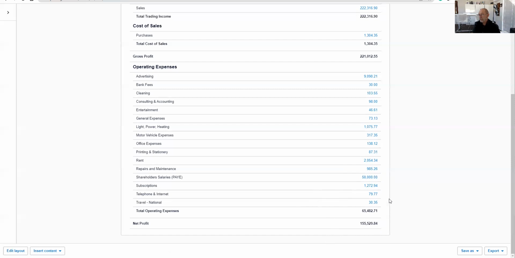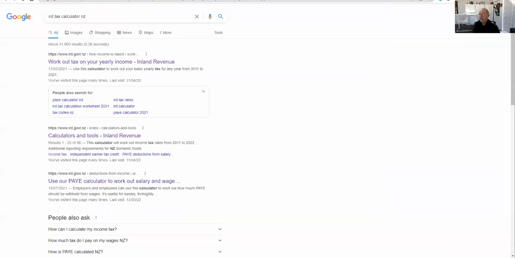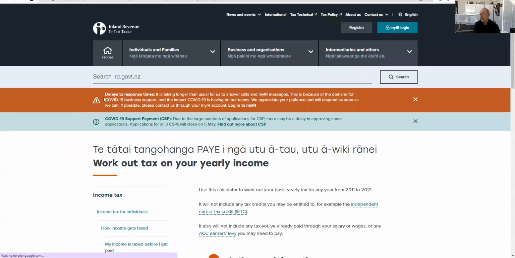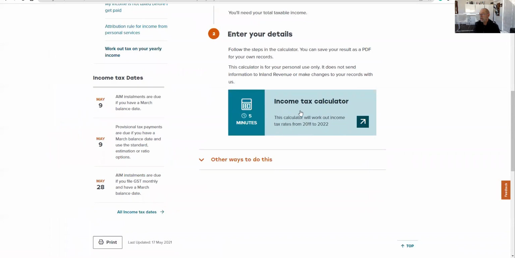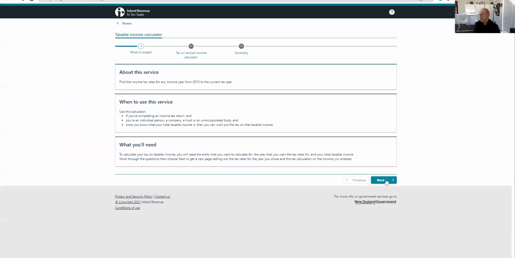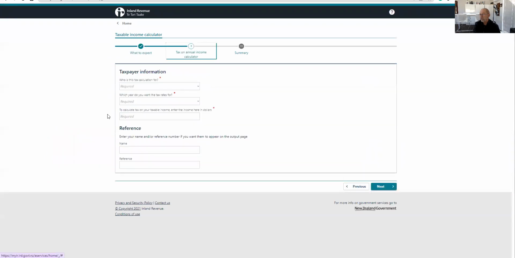The easiest way to do that calculation, and that's my go-to, what I do myself, because I'm a bit lazy as far as that's concerned, I don't want to do all the figures. So I go to the calculators. IRD is making it easy for you. I just type in Google, search IRD tax calculator in New Zealand, and there it comes up. Click on that, and boom, there you go. And there's the income tax calculator on annual income. And yep, next, easy.